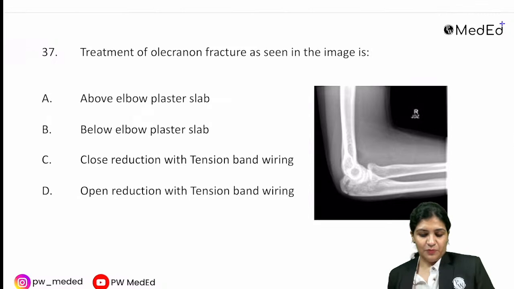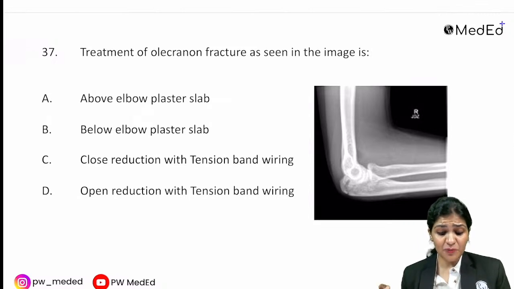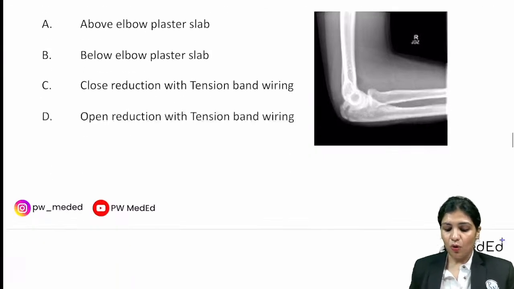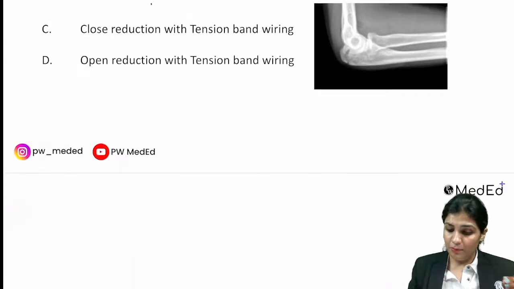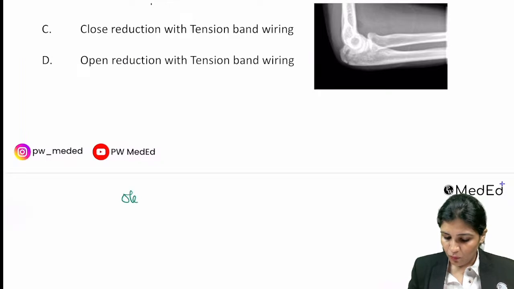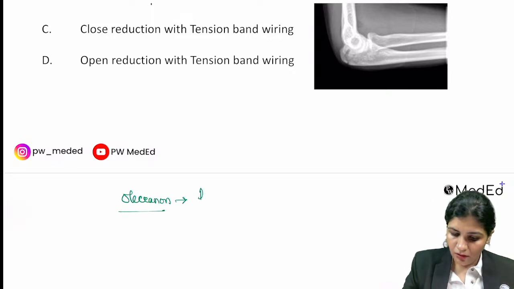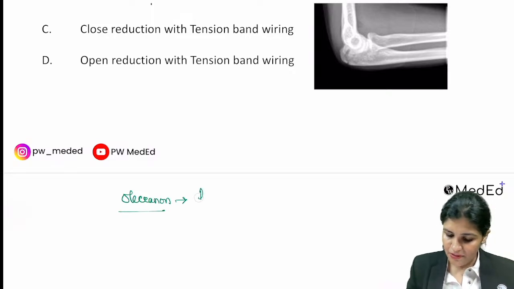Now let's go to the next question. The next question is the treatment of olecranon fracture as seen in the image. Olecranon is one more important area. Why? Because there is an attachment of a tendon, that is your triceps tendon.